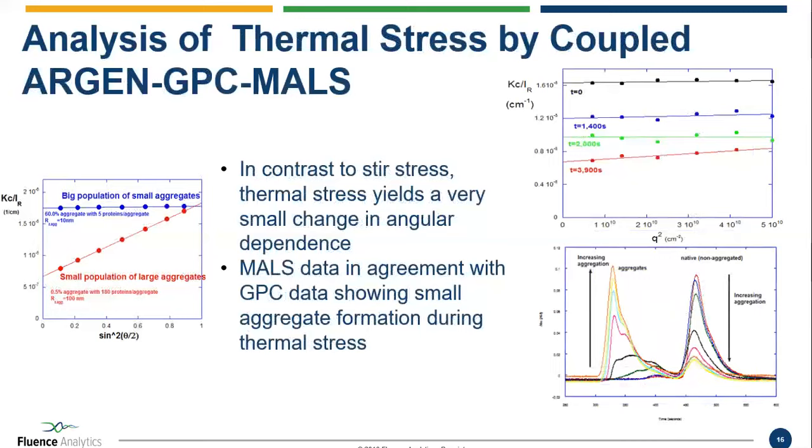And when we look at this by GPC, we looked at this on an aggregate-specific column. I believe it's a TOSOH Ultra aggregate SW column. It's capable of actually separating out dimers, trimers, etc. And when we look at that over the course of the run, on the bottom right, we see a buildup of those aggregate peaks occurring. And you can almost follow this through that formation, the dimeric, trimeric, etc., aggregate formation as we go through the experiment. We also see a corresponding decrease in the monomeric peak over the course of this.